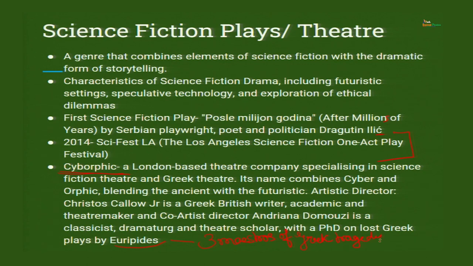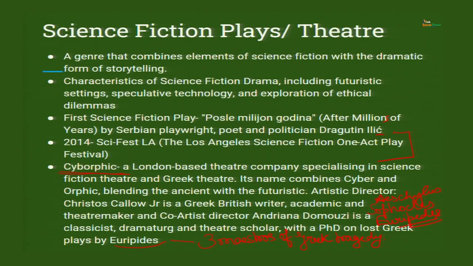and you can easily get these three names: Aeschylus, Sophocles, and Euripides. These three people were very famous during their time, that is in the 5th or 6th century BC.